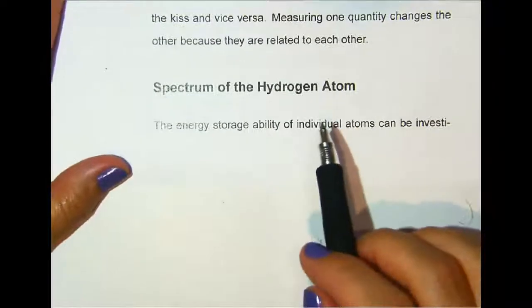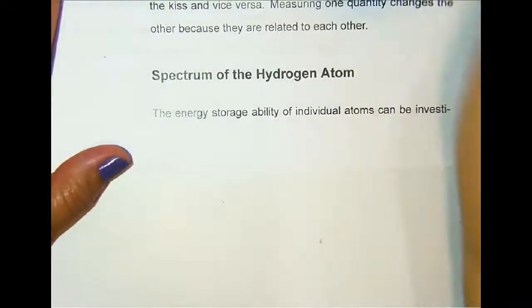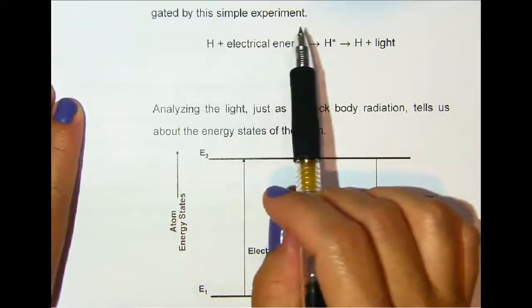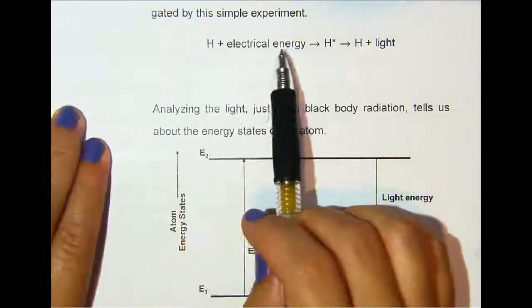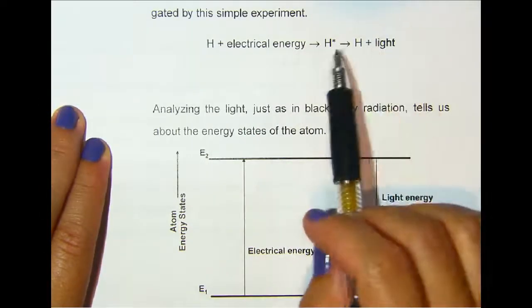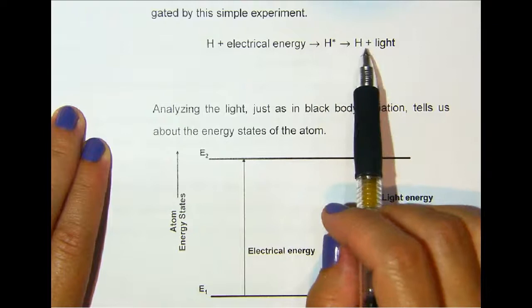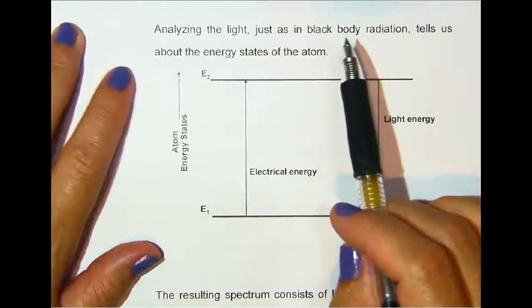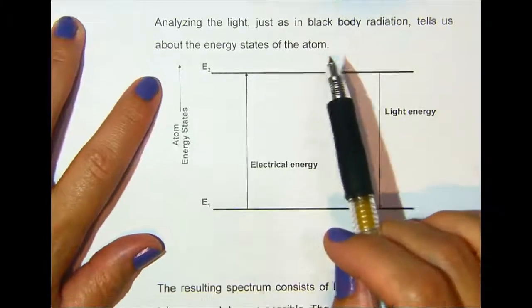Now let's look at the spectrum of the hydrogen atom. The energy storage ability of individual atoms can be investigated by this simple experiment. You have hydrogen and electrical energy, and then you have an intermediate where you have hydrogen, and then you have light. So analyzing the light, just as in black body radiation, tells us about the energy states of the atom.